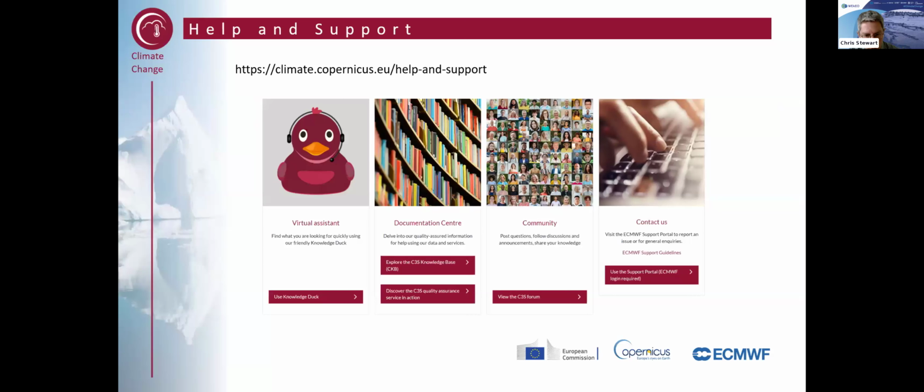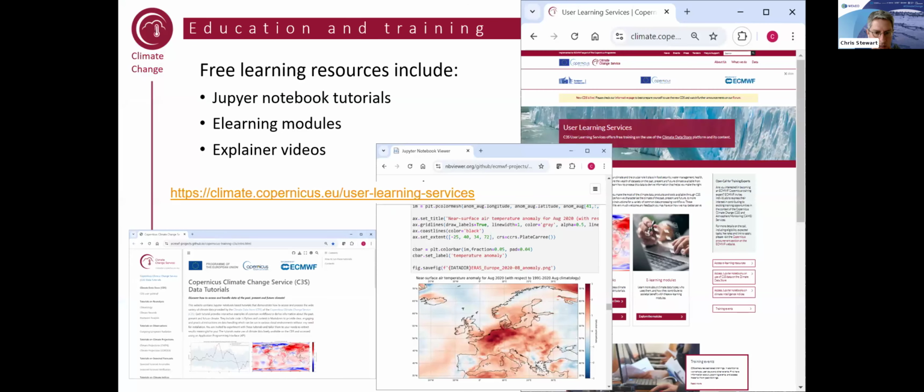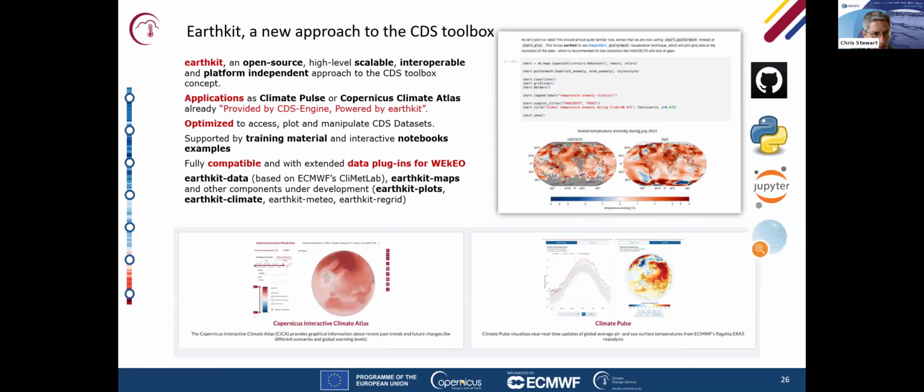So, of course, you have the WEkEO user support. We also have user support at the service level of C3S. So there you can find information on documentation and how to raise a ticket and so on. And of course, we provide a lot of learning resources integrated with WEkEO. So on the WEkEO Jupyter Hub, you will find Jupyter notebooks showing you how to explore this data. In addition to Jupyter notebooks, we also have e-learning modules and explainer videos that are available. So I'd recommend exploring these resources.